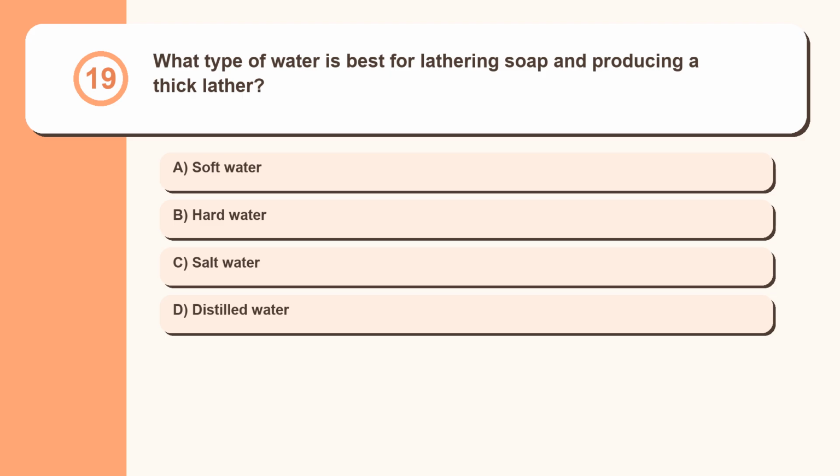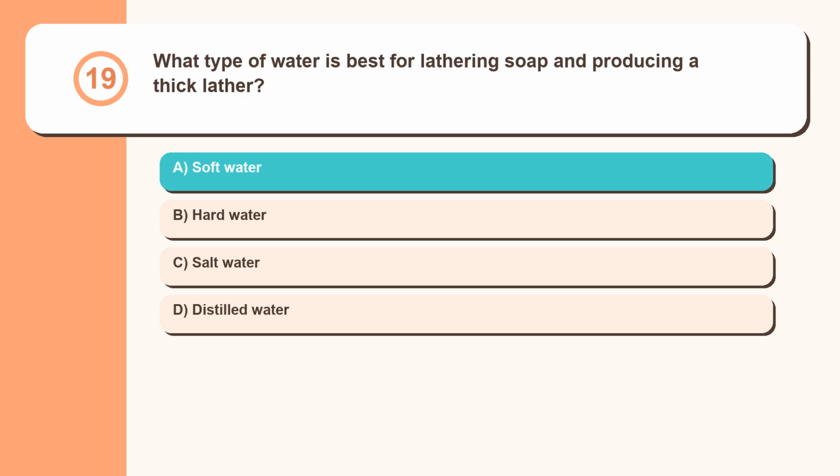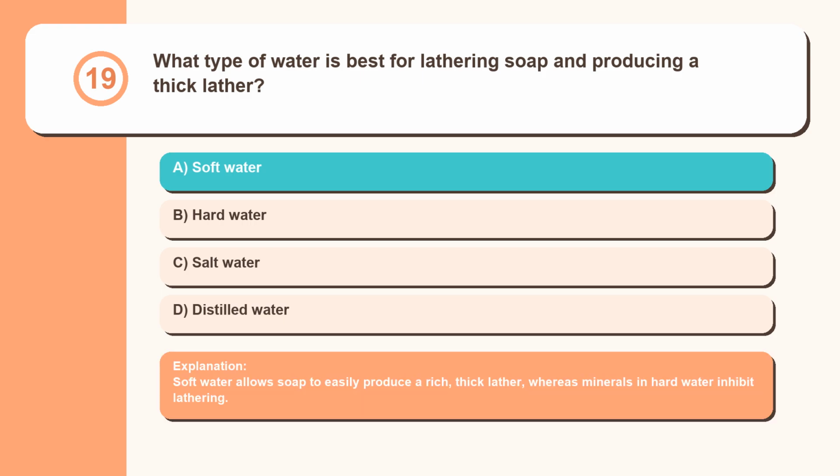Question 19. What type of water is best for lathering soap and producing a thick lather? Soft water, hard water, salt water, distilled water. Soft water allows soap to easily produce a rich, thick lather, whereas minerals in hard water inhibit lathering.